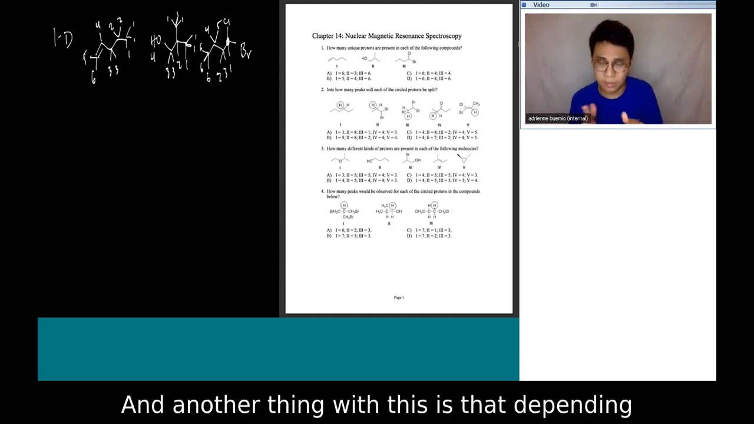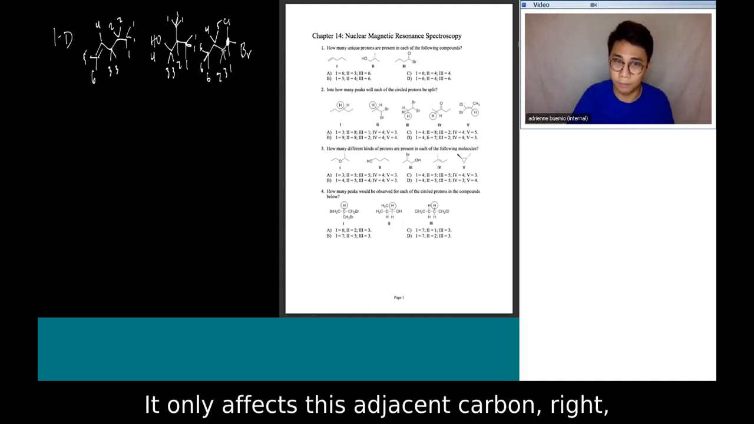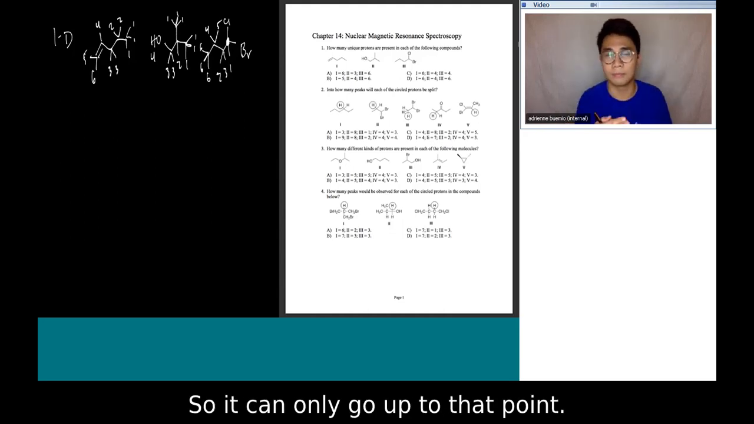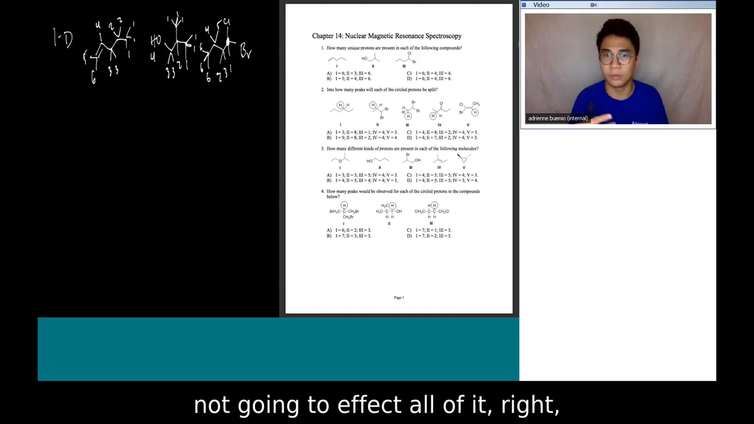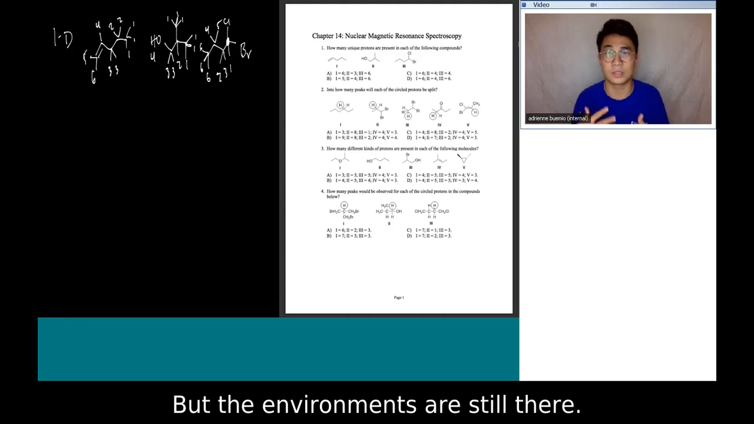And another thing with this is that depending on how many chiral centers, it doesn't affect the whole chain. It only affects this adjacent carbon, right? And then this next carbon. So it can only go up to that point. If you have a longer chain, it's not going to affect all of it, right? Because the effect isn't that strong, but the environments are still there. So that type of thing.